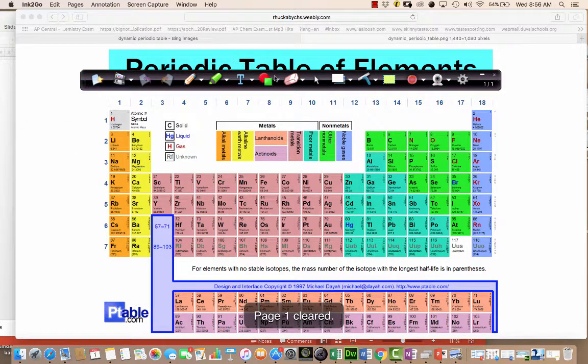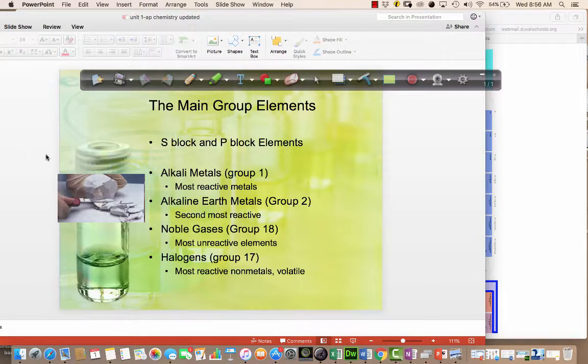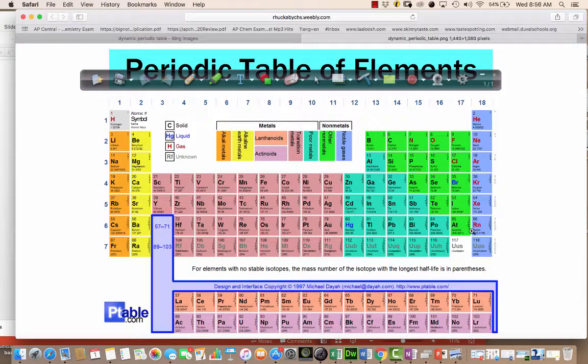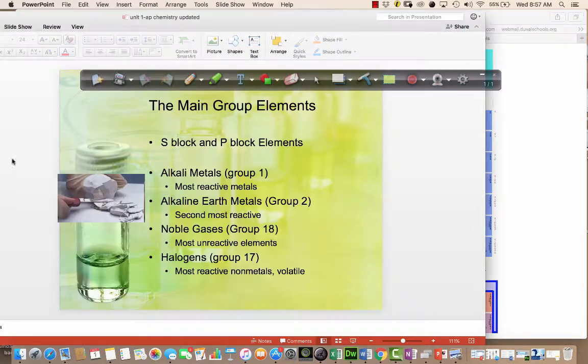Now then we have our alkaline earth metals, which is group 2. Those are our second most reactive metals. Then we have our noble gases, which are group 18 or 8A, and those are the most unreactive nonmetals. And then we have our halogens, which are our most reactive nonmetals, and that's group 17 or 7A.